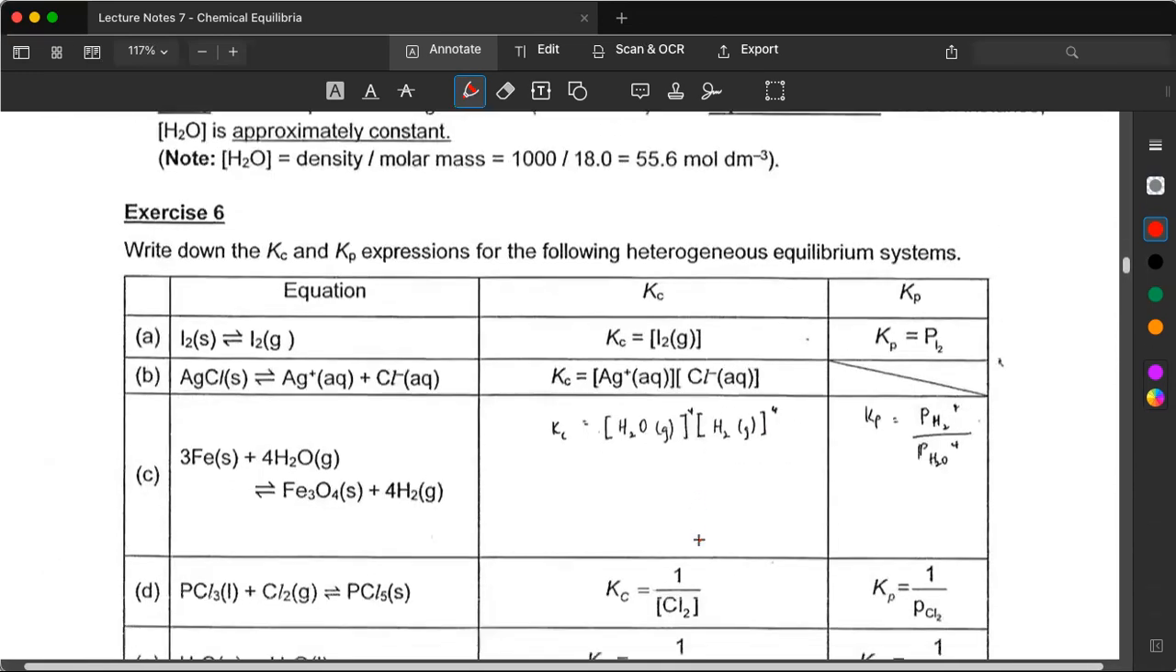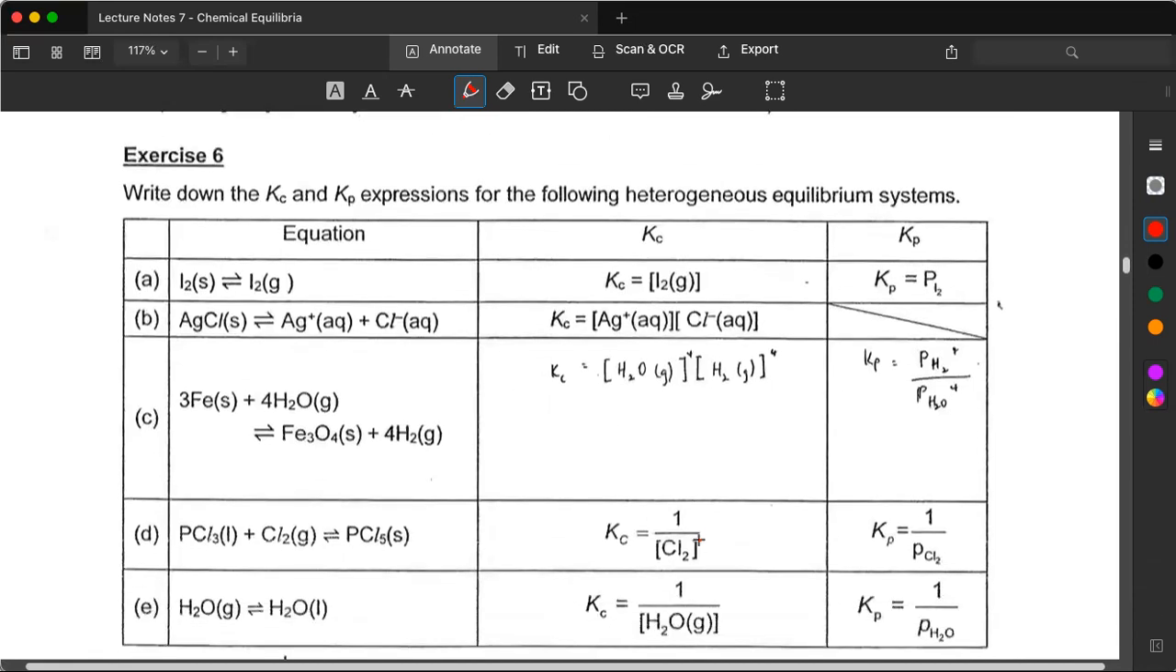Now, here are some examples. You can refer to them. Write down the Kc and Kp expression. This part is just to revise the understanding that you treat solid, liquid, and water as constant, in their concentration or partial pressure. So in this case, we just care about the gas here. We ignore the I2 solid. It's part of the constant now. Kp. Then with this one, I think just these two. Yeah, correct. You ignore this one. Not ignore, but just don't write it down.